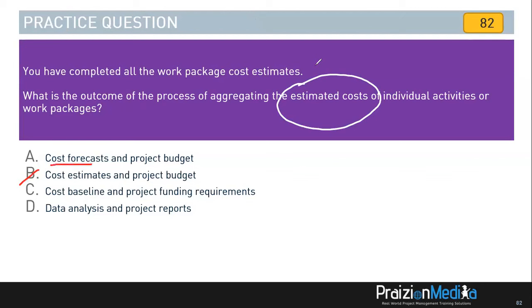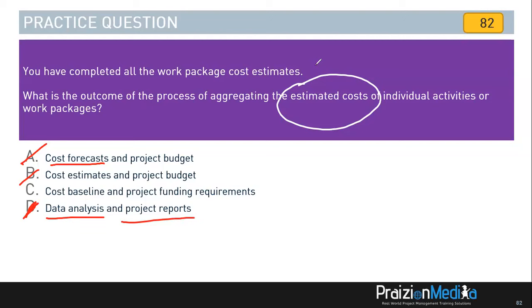It can't be cost forecasts, because that's something we do in the controlling of cost to forecast the future based on the current conditions. So a cost forecast is not a plan, it is a projection based on current conditions. So it can't be A, because we're still talking about estimates. It cannot be data analysis because there's nothing to analyze. All we have is what we're planning. We also don't have project reports, so it can't be that.